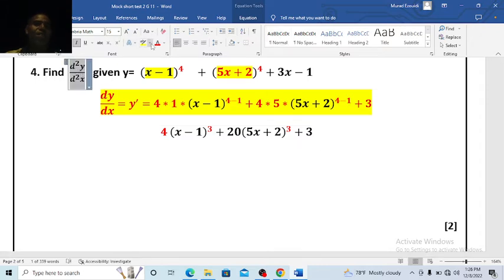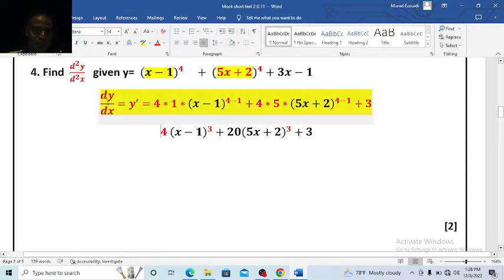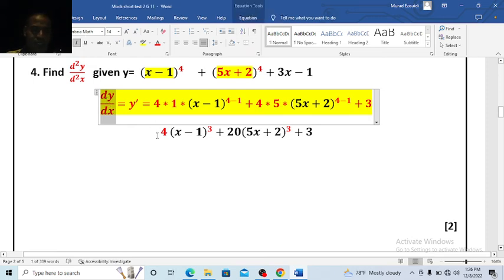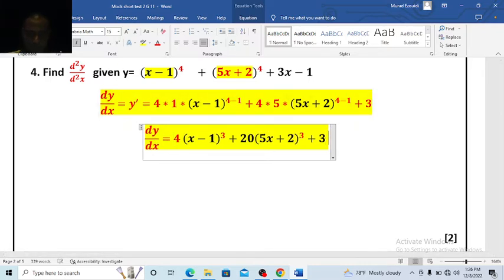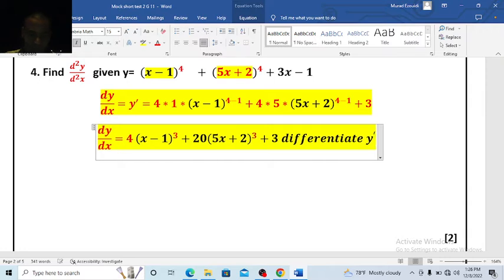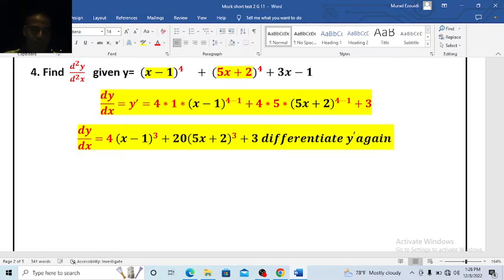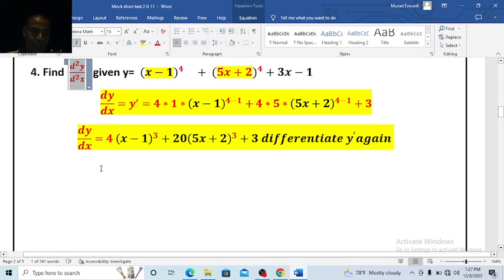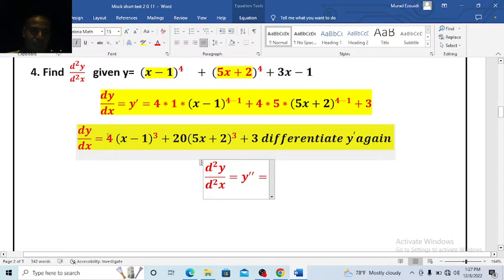You should differentiate this again. Means I will consider this one as dy with respect to x, which is y dash. I should differentiate y dash again, to get the second derivative of the function, which is equal to y double dash. I will differentiate this last expression again.